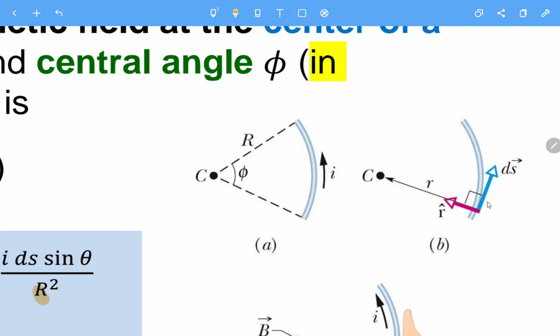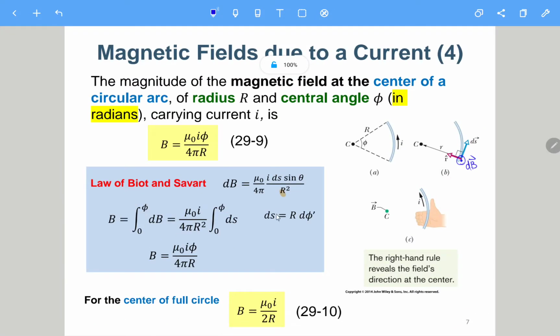Actually ds cross r will be pointing out of the page. So dB will be pointing out of the page. Using the right hand rule, ds cross r points out of the page. Okay, and actually the current I will be the same for the whole line, and also capital R is uniform for the whole line.